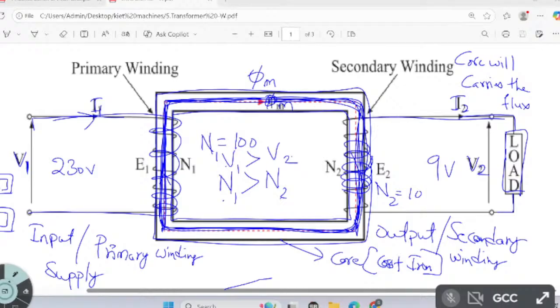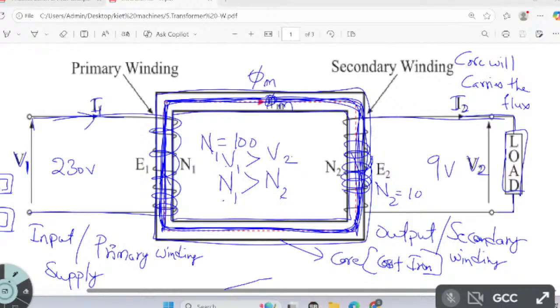So in order to induce an EMF in the winding, we require this winding of copper wire. In this winding only EMF will induce. Flux will be established, this flux flows through the core, and EMF is induced.